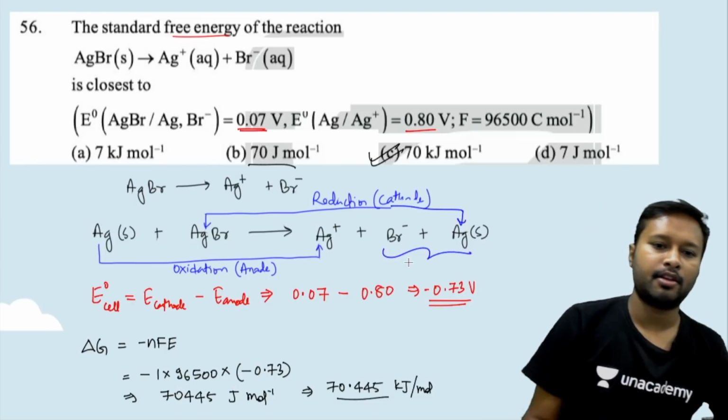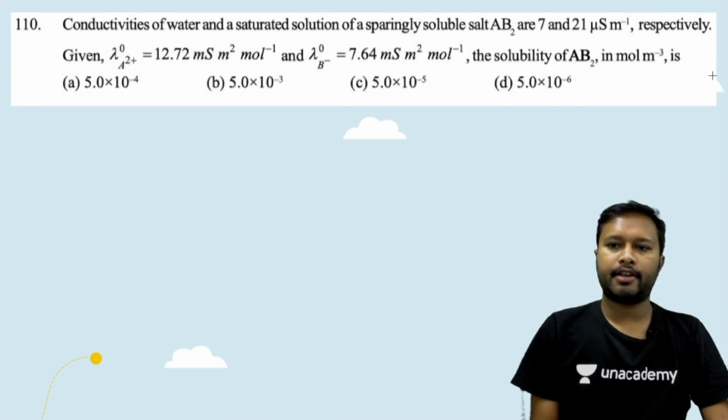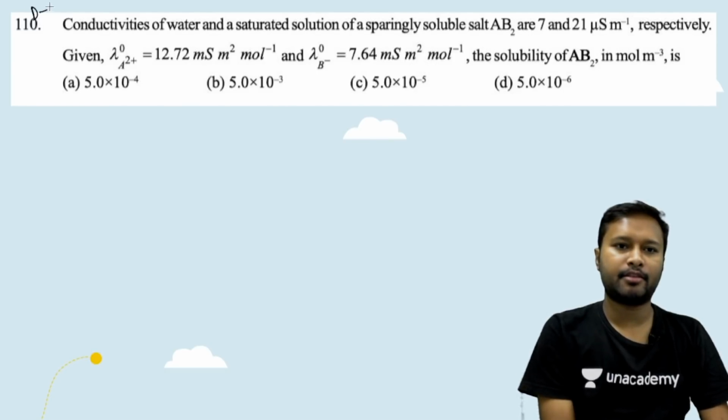Let's try to do the next one. Alright guys, so let's try to take this particular question. It was again asked in the CSIR December 2018 exam, and it was a 4-marker question. It was a very good question.